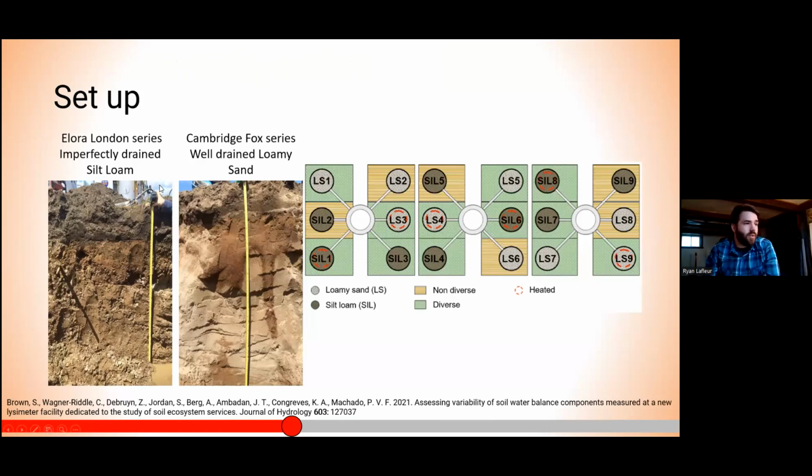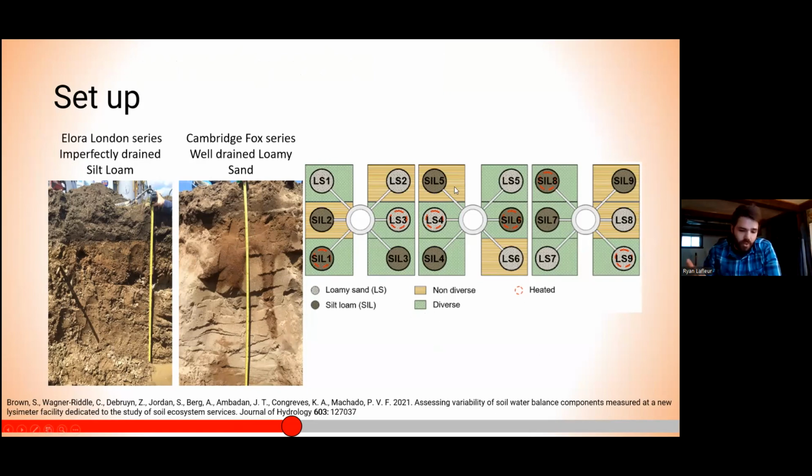Here is a bit more detail on the site and our experiment. We wanted to see how it would work with an imperfectly drained silty loam, so not very good drainage, and then a well-drained sandy loam. So two different ends of the spectrum for drainage.